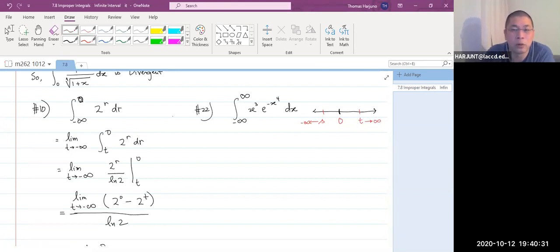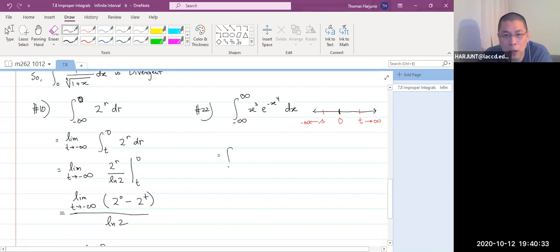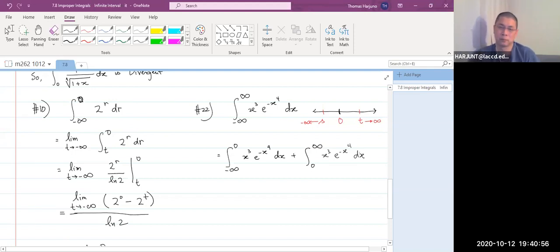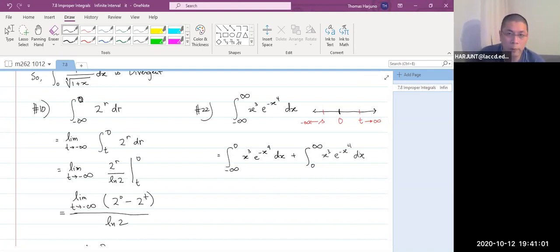So I will break this integral into two parts: the integral from negative infinity to 0 of x cubed e to the negative x to the fourth dx, plus the integral from 0 to infinity of x cubed e to the negative x to the fourth dx. Again, I break this interval from negative infinity to infinity somewhere in the middle, at 0.